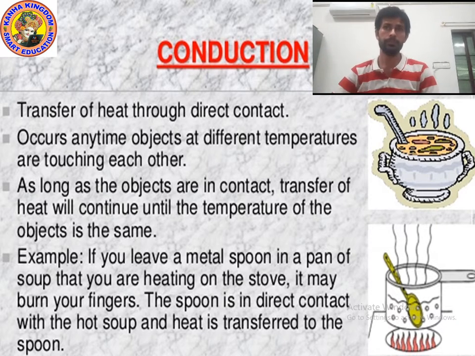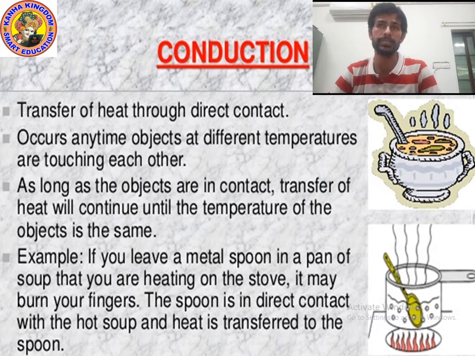Remember kids, next one: as long as the objects are in contact, transfer of heat will continue until the temperature of the objects is the same. So when the objects are in contact with each other, heat will transfer and conduction will happen until the temperature of the objects is the same. When the temperature of the objects becomes the same, conduction will not happen. But if the temperature is different, conduction will happen.